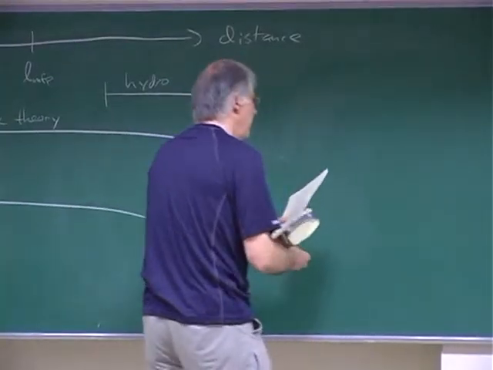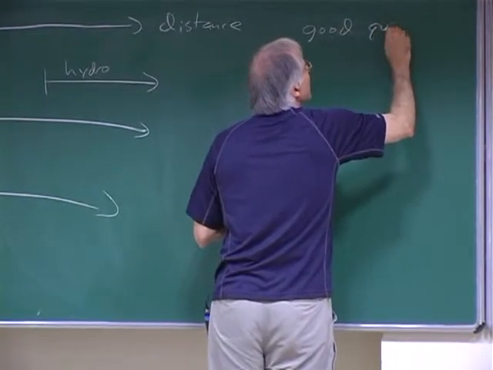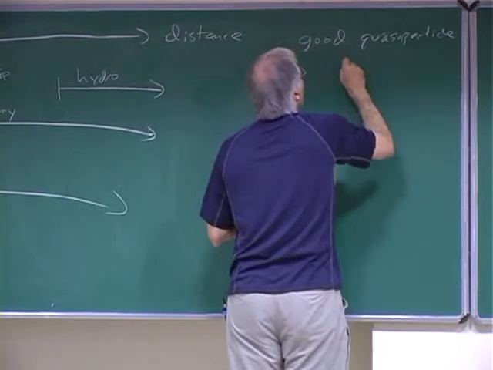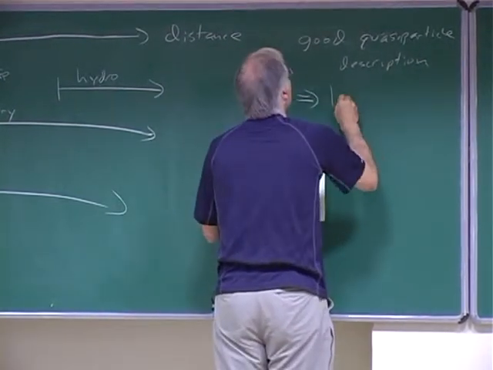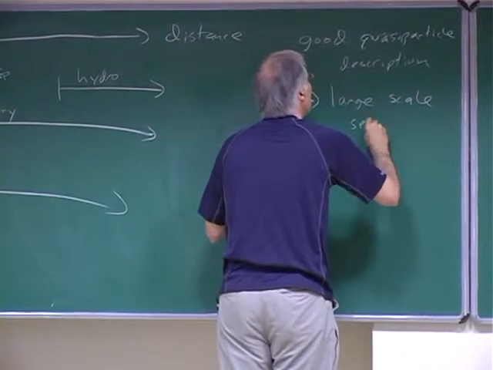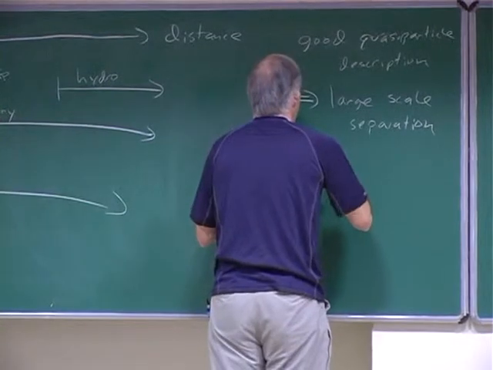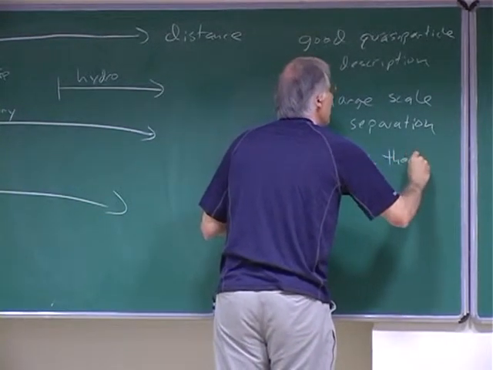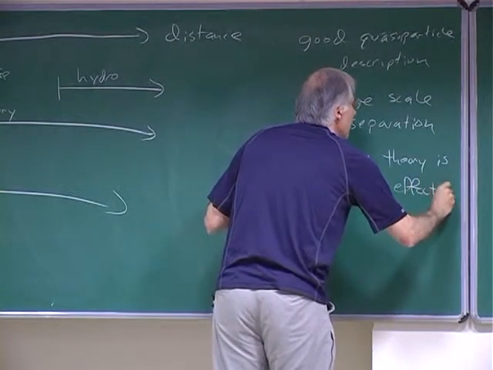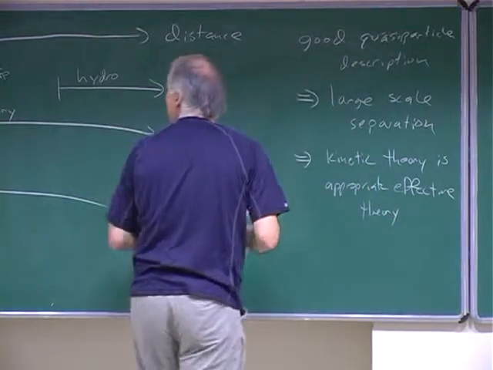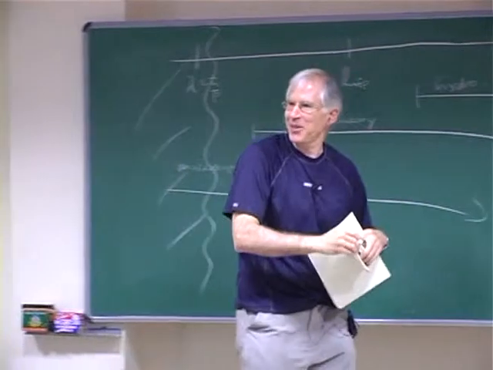Even though I've already said it, I want to write it up here because it's important. A good quasi-particle description implies this large separation of scales. And I'm arguing it implies that the appropriate effective theory is kinetic theory.